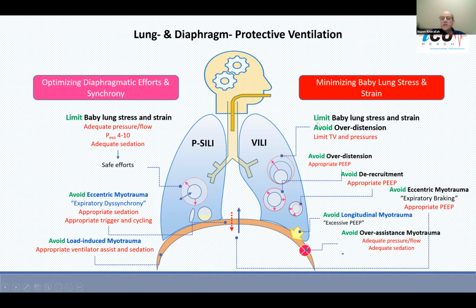On the right side here, we need to limit the baby lung stress and strain and avoid overdistension by limiting the tidal volume and the pressure. Avoiding overdistension by appropriate PEEP. Avoiding de-recruitment by appropriate PEEP, and same thing for eccentric myotrauma. And providing adequate pressure and flow, adequate sedation to avoid over-assistance myotrauma or disuse myotrauma.